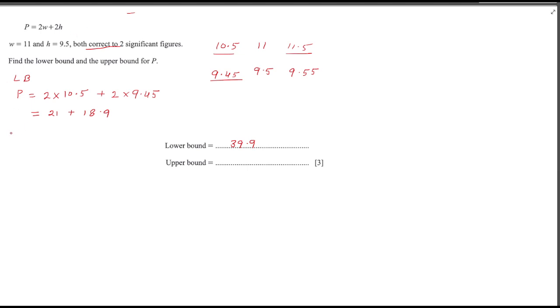Now to calculate the upper bound for P, I will use the upper bound for W, which is 11.5, and the upper bound for H, which is 9.55. So here the result will be 2 times 11.5 plus 2 times 9.55. The result is 42.1. So our result is 42.1.